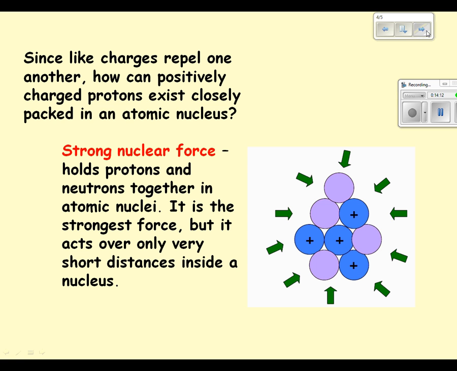Okay, so here's a question for you. Since like charges repel one another, positives don't like each other, how can positively charged protons exist closely packed in an atomic nucleus? You don't need to write that question down. Just think about it. Say, for example, fluorine. It's got 9 electrons, 9 protons. Atomic number 9. Where are those 9 protons located? Packed densely in the nucleus. Well, I thought positives, you ever thought about that? Positives don't like each other. How can you have 9 positive protons stuck in the nucleus?